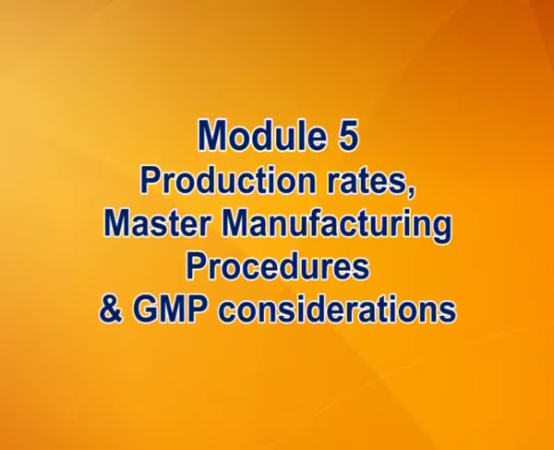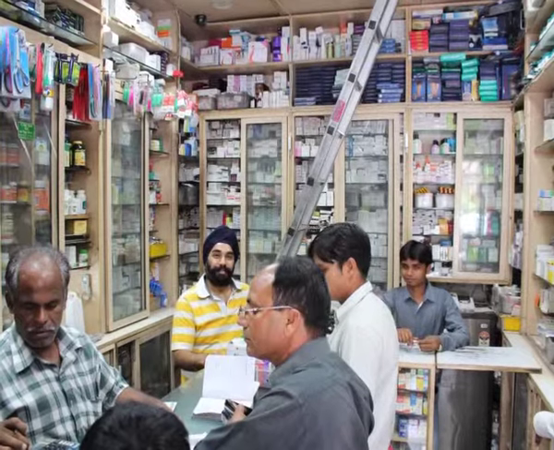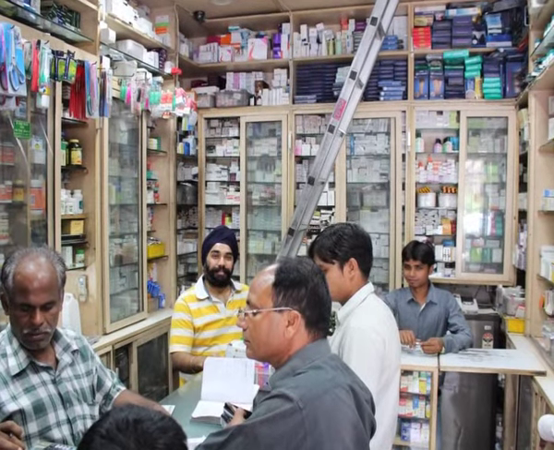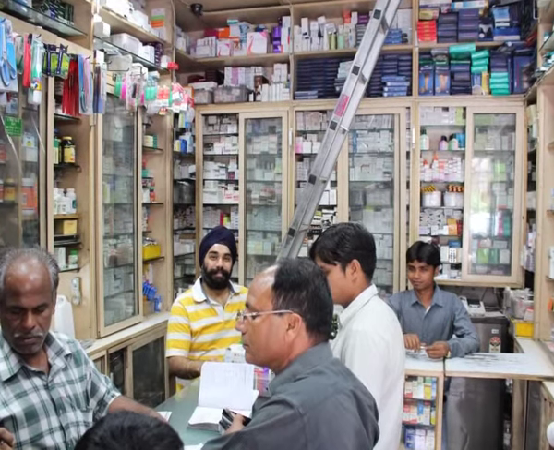Module 5, production rates, master manufacturing procedures and GMP considerations. Production rates. The immediate as well as the future market trends or requirements are considered while determining the production rates. Equipments and processes should be chosen on the basis of production of a batch at a frequency that takes into consideration the following 3 points.